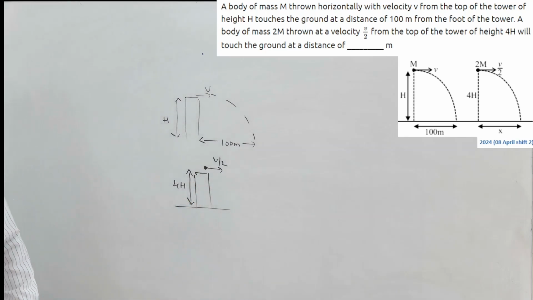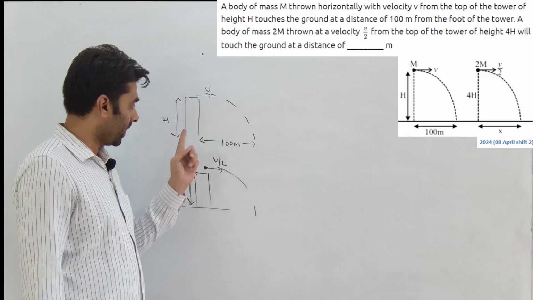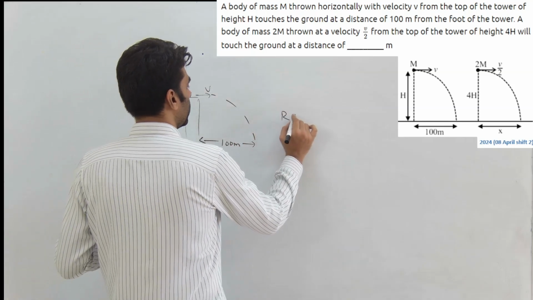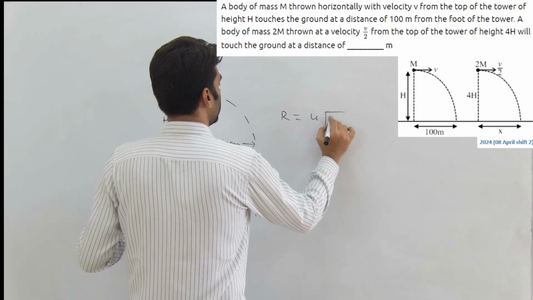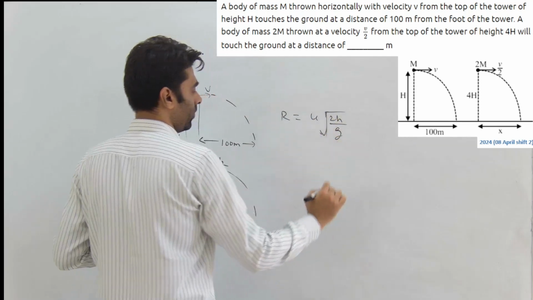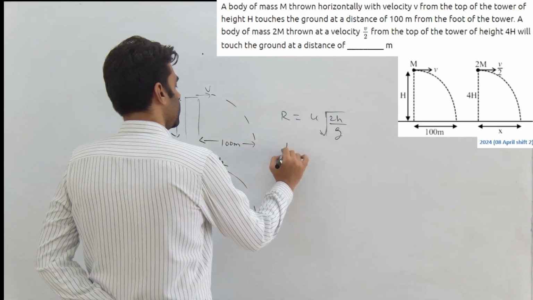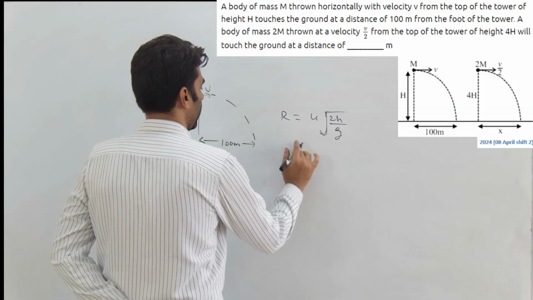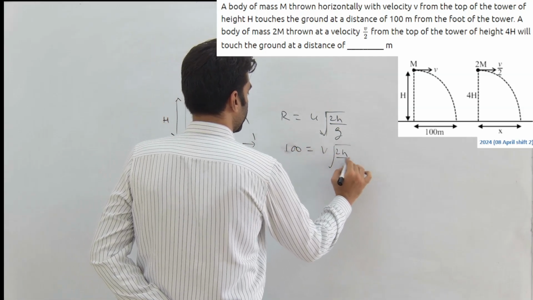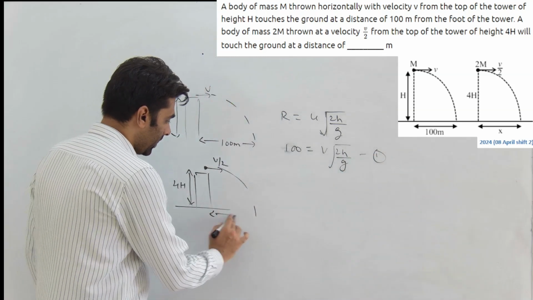Well and good. Let's see. Don't go after the dimensions. The parameters I have written are h and 4h. Now, range is u root over 2h by g. This is the relation I am using directly, the range for a projectile thrown from a height. R is equal to 100, so 100 is equal to v into root over 2h by g. We have got our equation 1. We have to calculate r in this case.